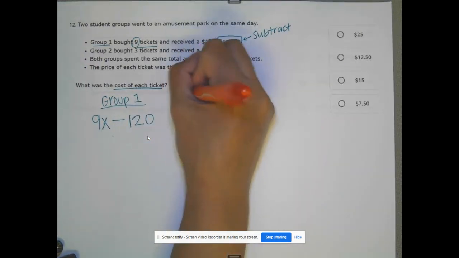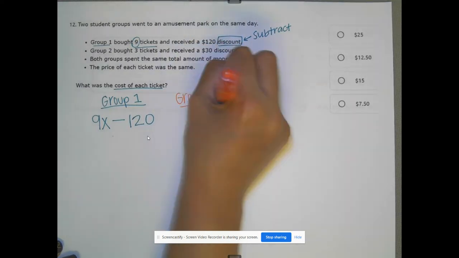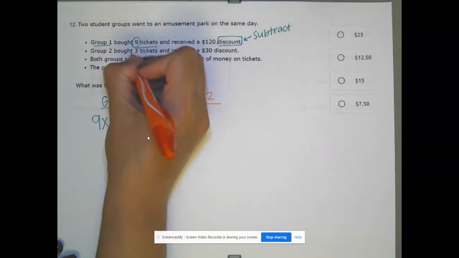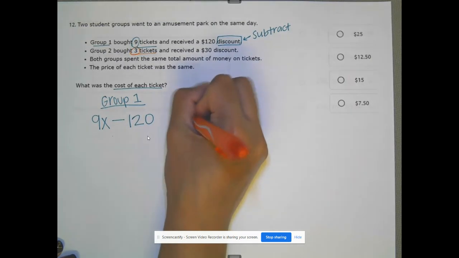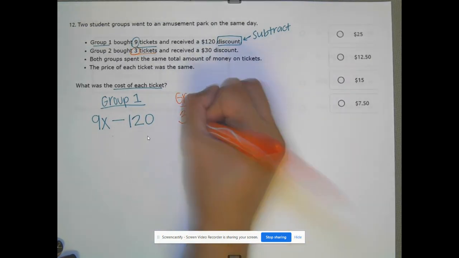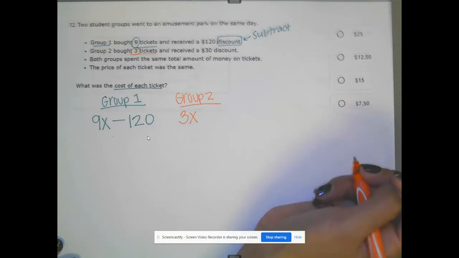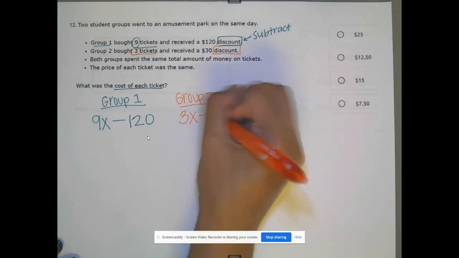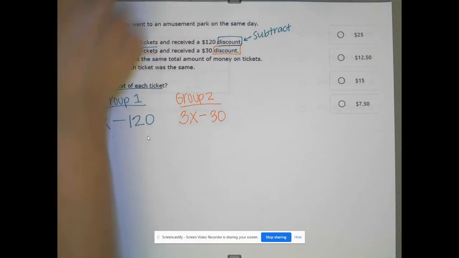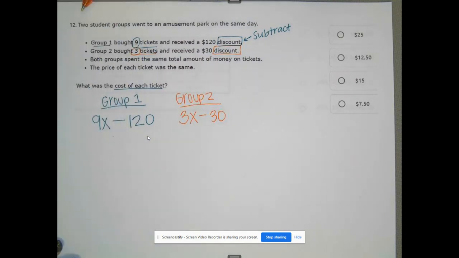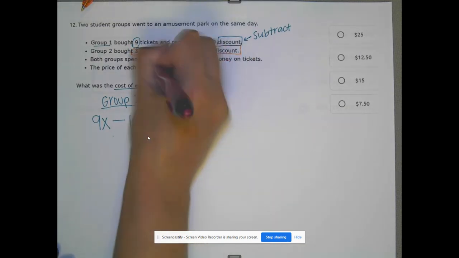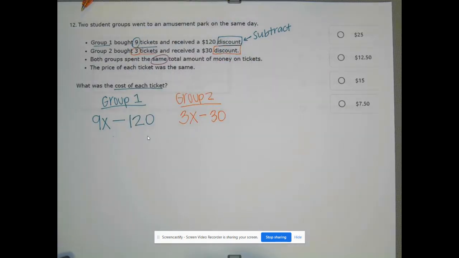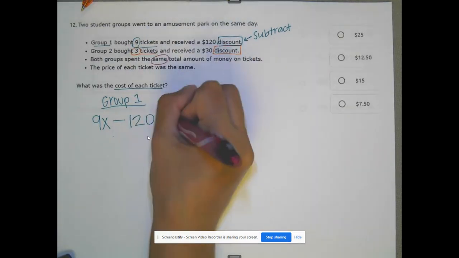So when I look at group 2, it says group 2 bought 3 tickets. So 3 tickets, but we don't know the price, so we're going to use that X. And they received a $30 discount, so we're going to take $30 off of their price. And finally, it says both groups spent the same total amount. Same is going to tell me they equal.